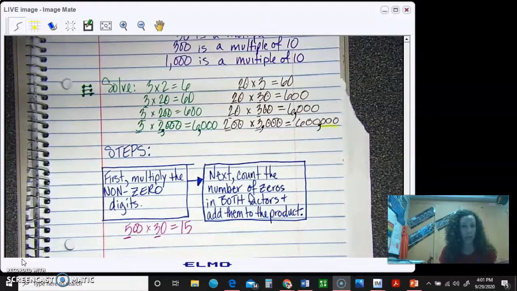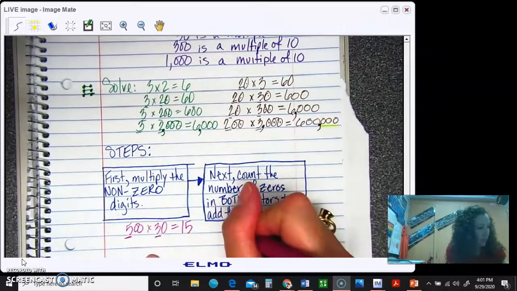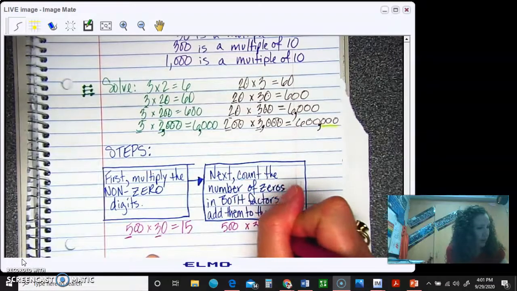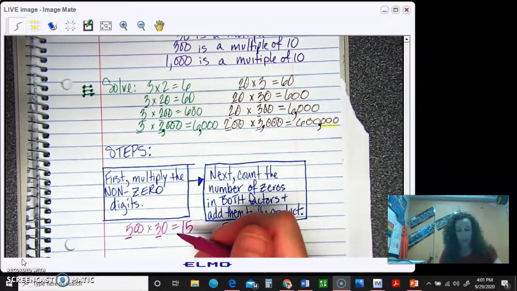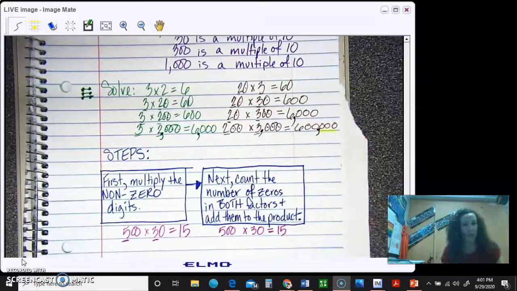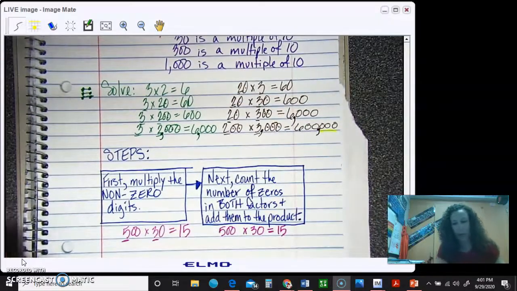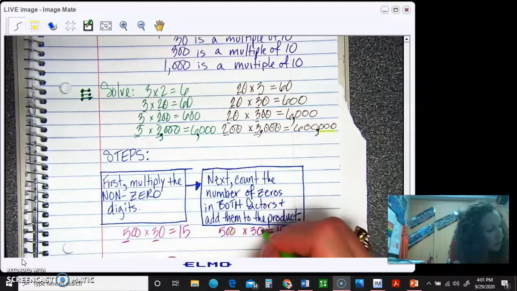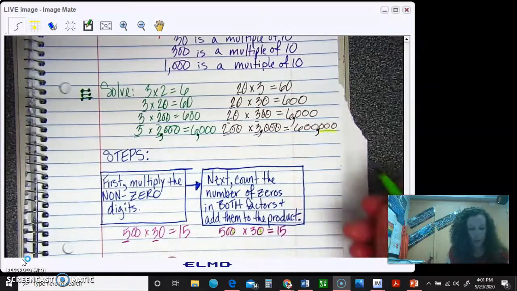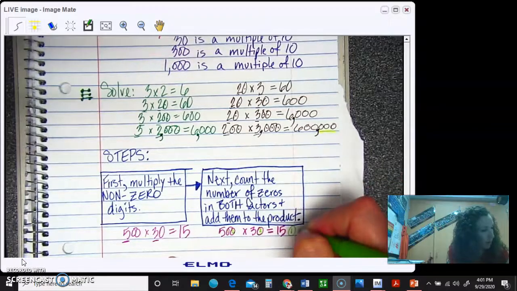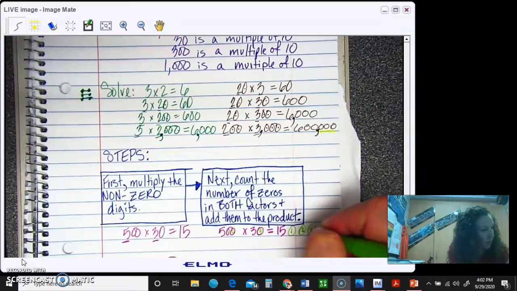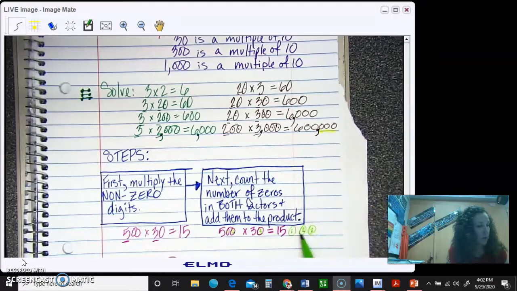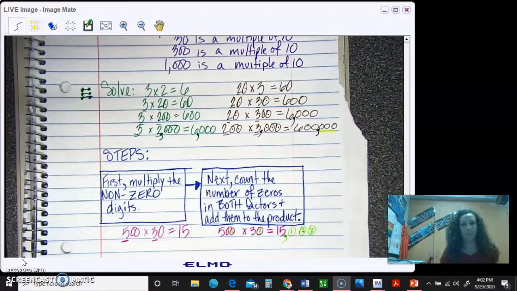Okay, so once again, using that same example, 500 times 30 equals, well, we had the 15 before, right? So now we're on that second step there. So we're going to count our zeros in both factors. 1, 2, 3, right? So I'm going to put 1, 2, 3 zeros, comma. See? Easy peasy, lemon squeezy.